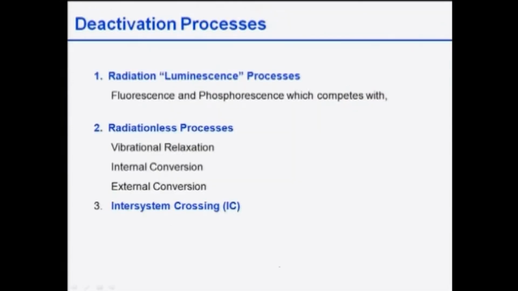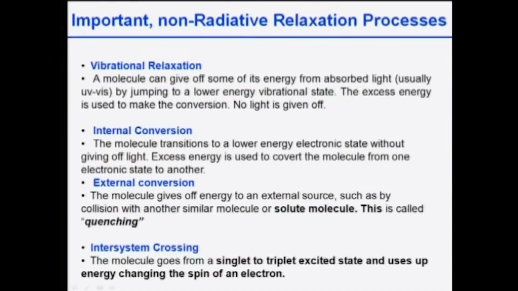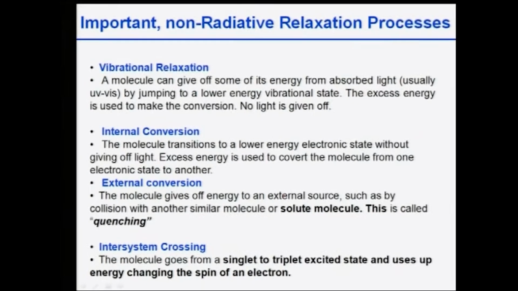Well, now that we know a lot of things, I will also discuss some of the deactivation processes, which I have already mentioned, and just show you radiative luminescence processes, fluorescence and phosphorescence, which compete with each other. Then relaxation, radiationless processes: you can have vibrational relaxation, internal conversion, external conversion, and intersystem crossing. Intersystem crossing is already discussed. What is vibrational relaxation? A molecule can give up some of the energy from the absorbed light by jumping to low energy states, and the excess energy is released as heat, and no light is given off. This is what is called vibrational relaxation.